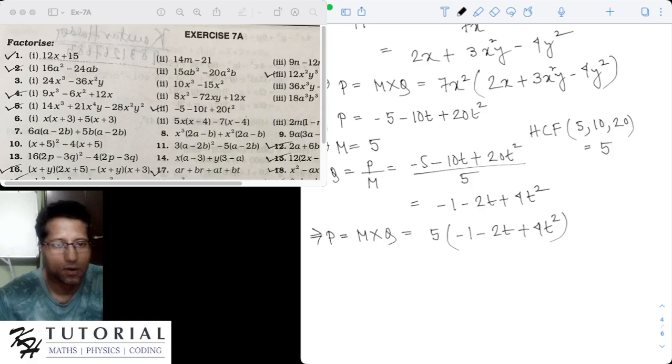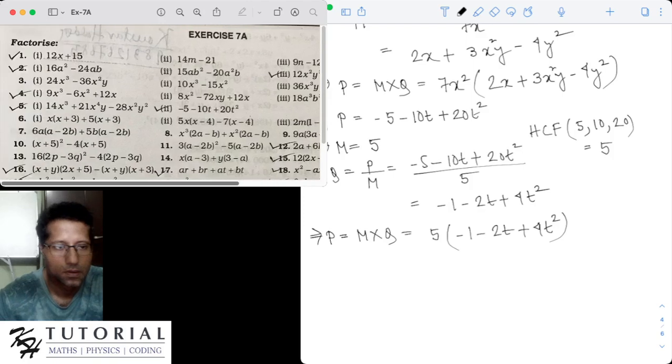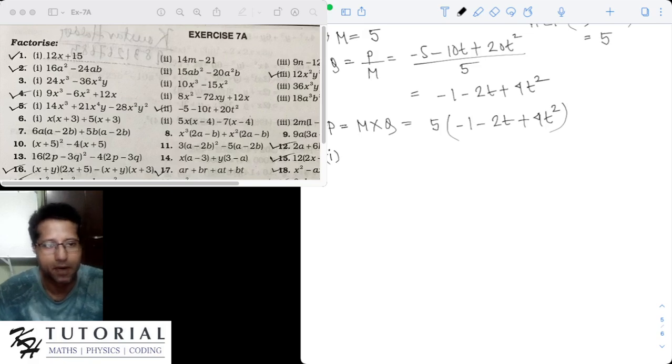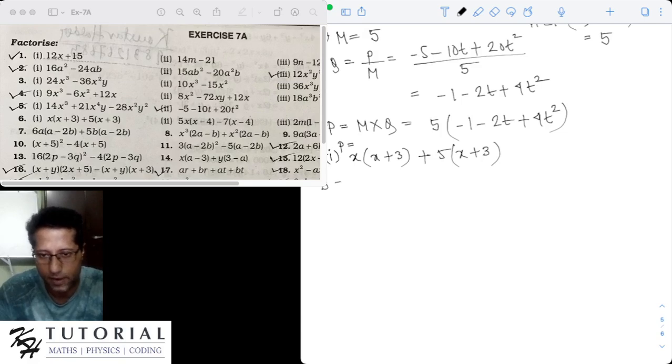Okay, let's do problem number 6. Problem number 6, part 1 is x multiplied by (x + 3) plus 5 multiplied by (x + 3). In this polynomial p, we can see a common factor of x + 3. So x + 3 is a binomial. We see that the common factor, which is a binomial, is x + 3.